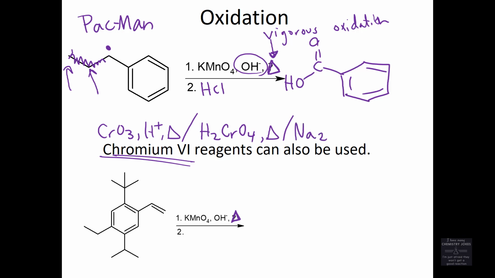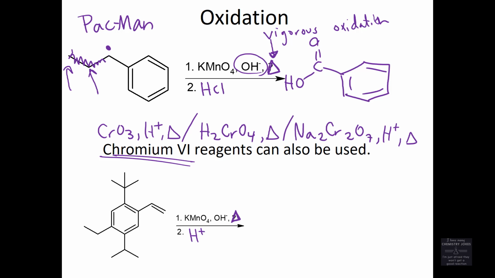Sodium dichromate, potassium dichromate with acid. You need to heat it to make sure it's a vigorous oxidation. So we can do acidic chromium. The difference between KMnO4 and chromium is acid versus base: with KMnO4 you follow up with acid to make sure you have a neutral compound in the end, versus chromium, which comes along with acid and creates a neutral compound from the get-go. So lots of side chain things can be oxidized.